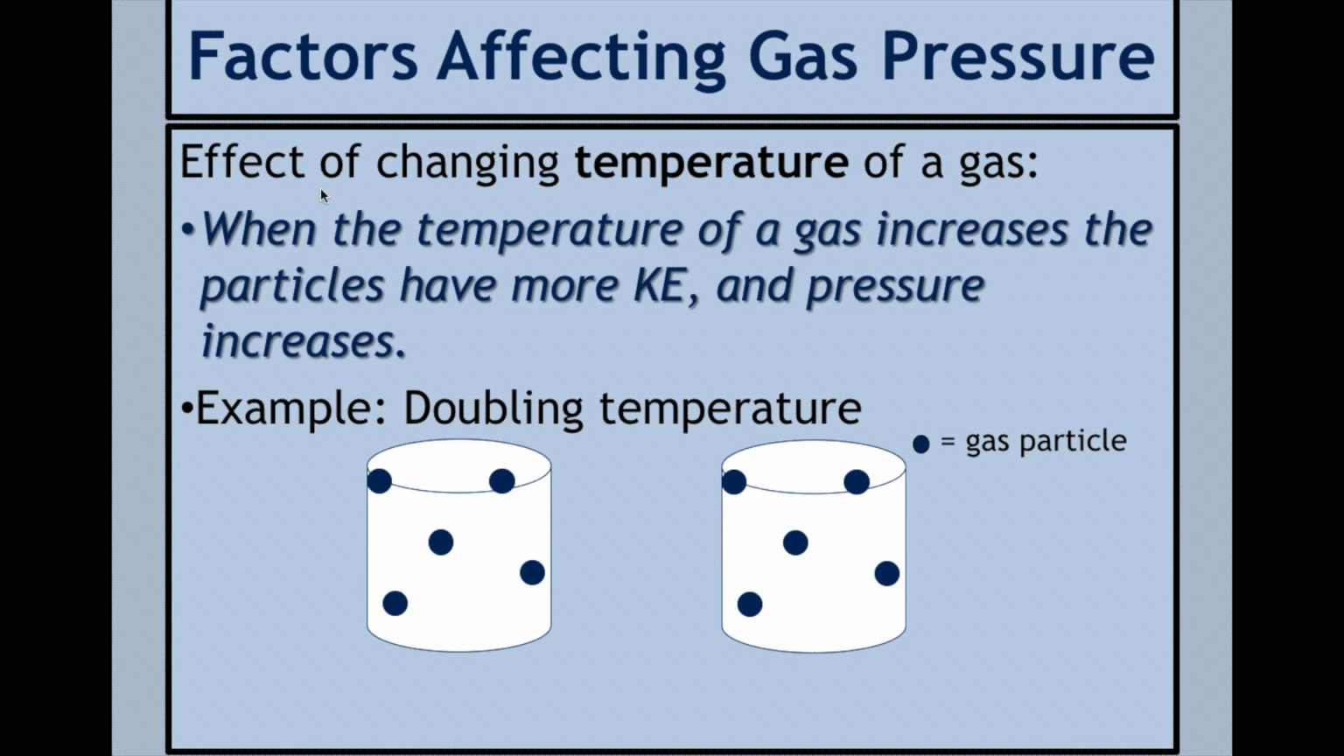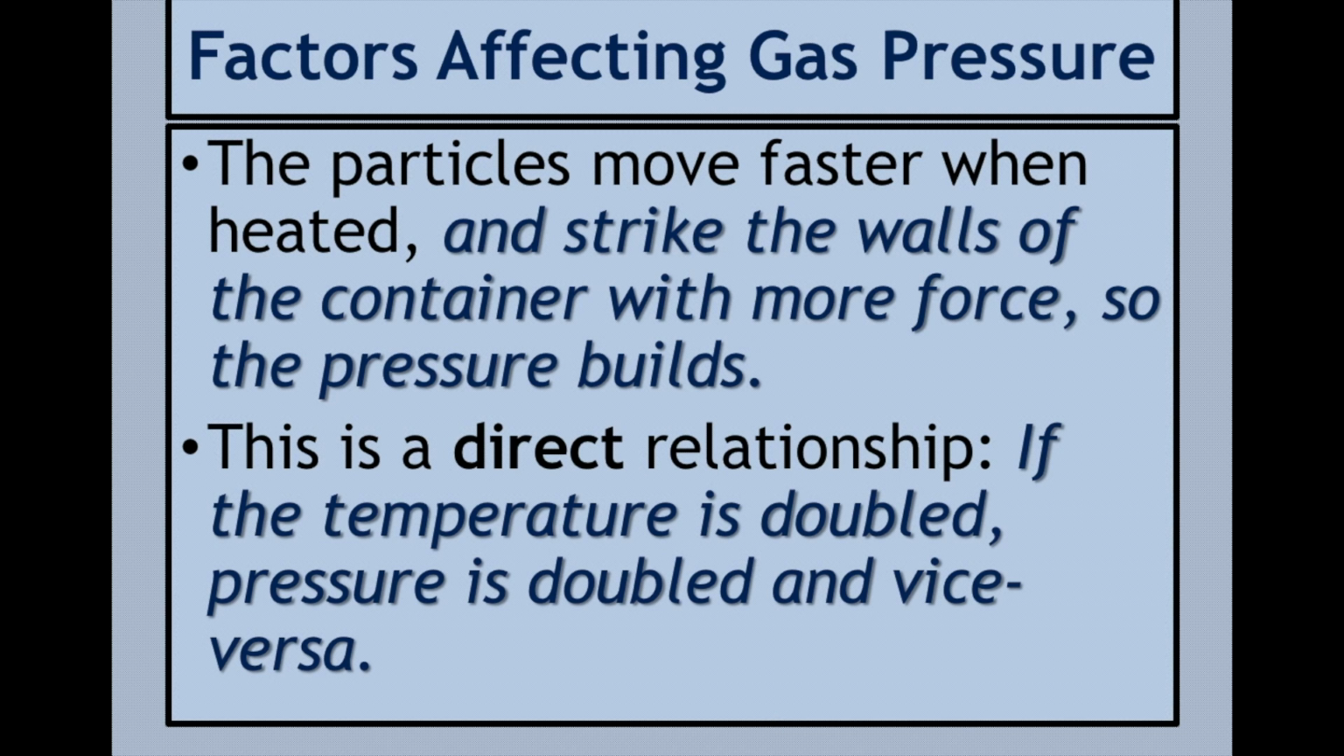Now we're talking about temperature. If we increase the temperature, we are increasing the kinetic energy of these particles, making them collide more often because they are moving faster. So if you double the temperature, you're going to double the collisions and you'll double the pressure. That is a direct relationship. The particles move faster when heated, and they strike the walls and each other with more force. Pressure builds up. Temperature is doubled, pressure is doubled.